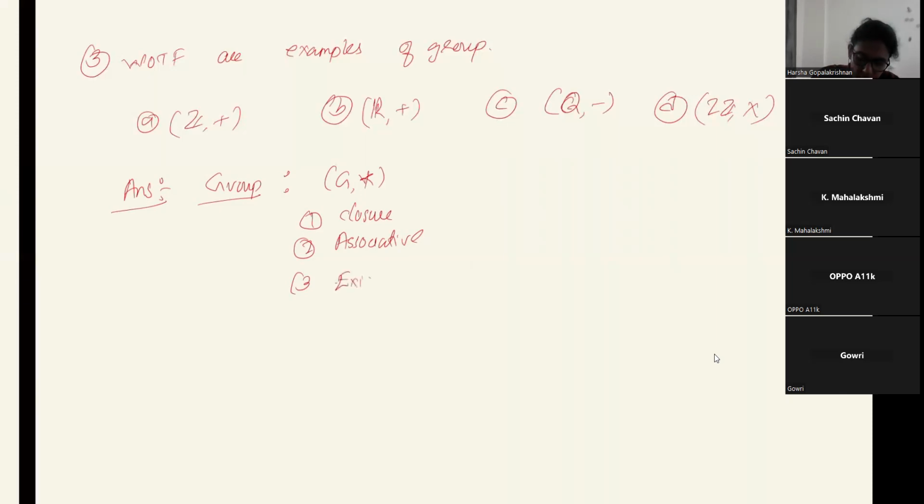And the third one is existence of identity and existence of inverse. Okay, so let us go option by option.